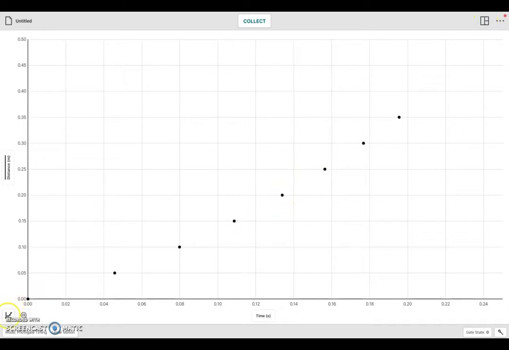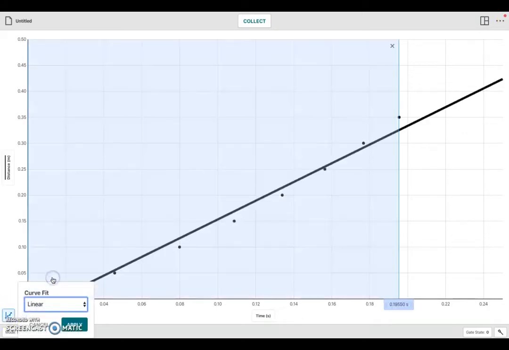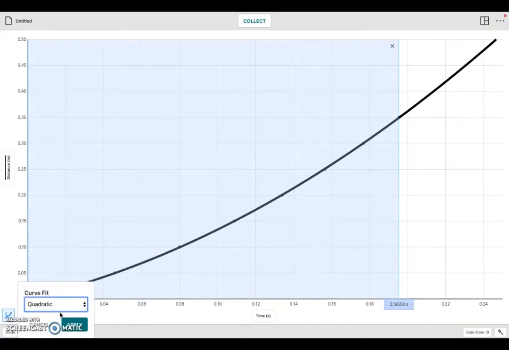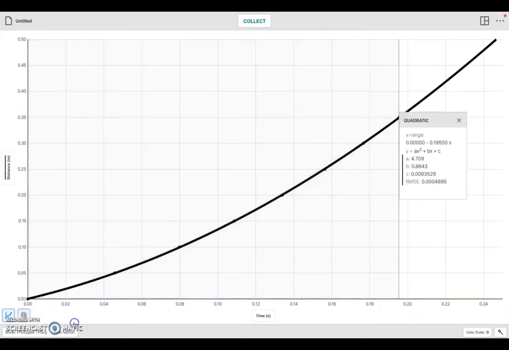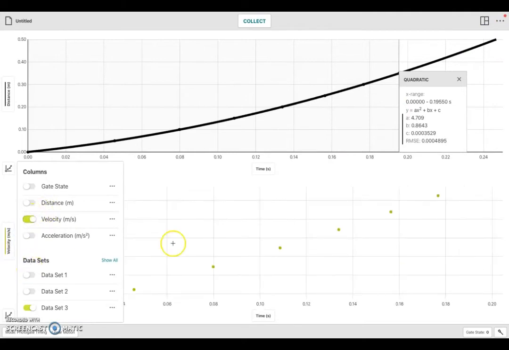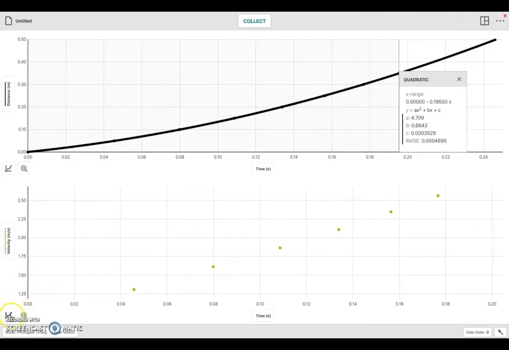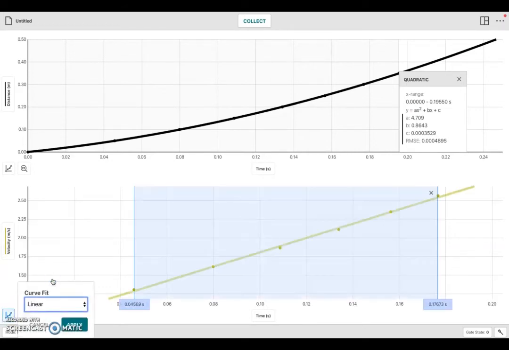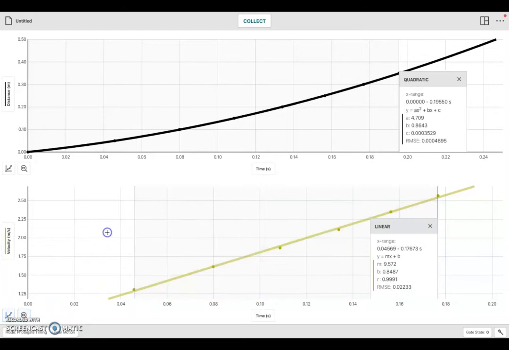Okay, and so we can do a curve fit to that. Apply curve fit, and this one should be quadratic, and you can see that fits really well, because this object is accelerating. But if we want to get the acceleration, we need to look not at the distance versus time, but the velocity versus time, because remember that acceleration is the change in velocity. So we're going to add a second curve. We're going to put velocity on this axis, and we're going to add a curve fit. That one's going to be linear, and you can see that linear curve fit pretty much goes through all the data points.